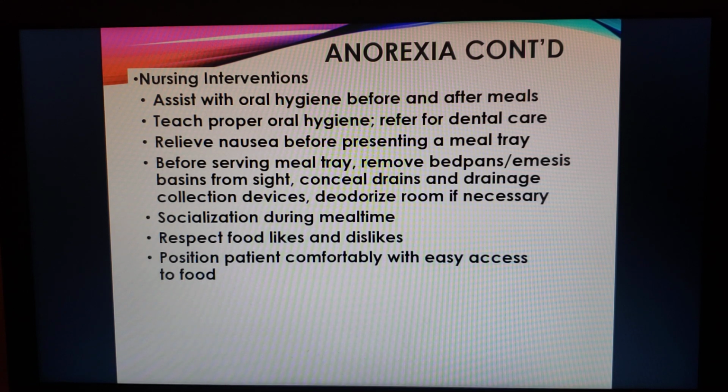Positioning during mealtime is important. We want the patient to be comfortable and have access to their food and their drink. And lastly, and most importantly, don't rush the patient even though you're in a hurry. Let the patient take their time eating.